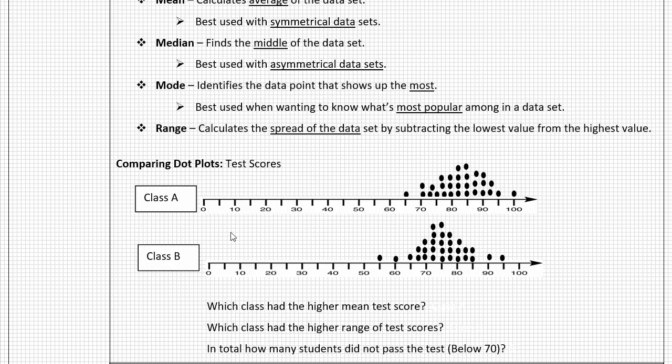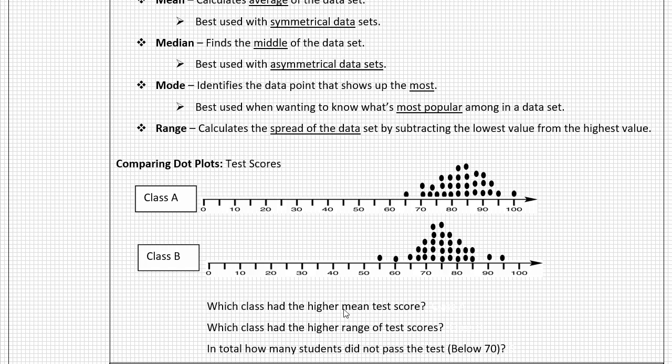Here I've created and shown the dot plots that are showing test scores from two different classes. And then I've asked some questions about comparing them. Which class had the higher mean test score? Which class had the higher range of test scores? In total, how many students did not pass the test, meaning they scored below 70? Take a look at this data and start to predict some of the answers, or start to think about how you might answer those questions.